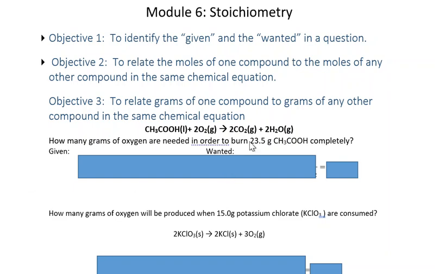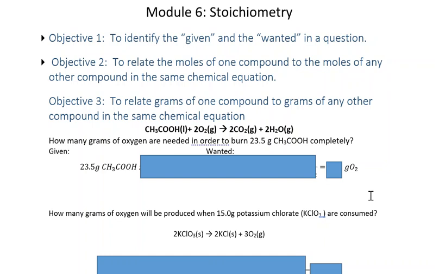So given is 23.5 grams of acetic acid. I'll just pull this back so we can see that part of it. That's our given. And what is it that we want? Well, on this side of the equation, we want the grams of oxygen. So we'll pull this back so that we can see grams of oxygen there. There we go. So now we know what we're starting with and where we're going to end up. How do we fill in the middle so that we get from where we're starting to where we want to go? That's the goal here.